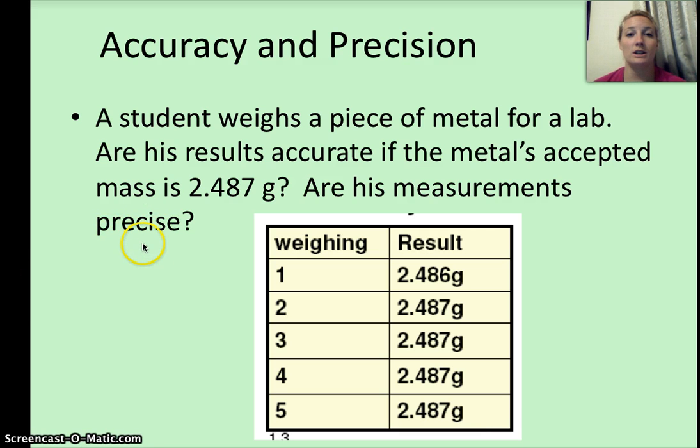Are his measurements precise? Remember, precision is how closely all these trials are together. So 2.486, 2.487, and all the rest are 2.487. So they're pretty close together. Only that 0.001 off again. So this is very excellent data, in fact. Everything's the same, it's precise, it's accurate. Right on, dude. He's got it. Or she.